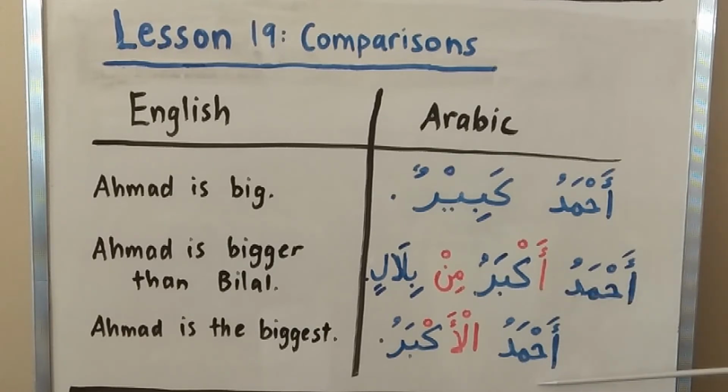Finally, the superlative form, Ahmadu al-akbaru. By adding the al in front of the akbar, now it becomes the most big, or the biggest. By the way, all of these apply for masculine comparative forms. I'm not including feminine because those are much less common in the Qur'an.